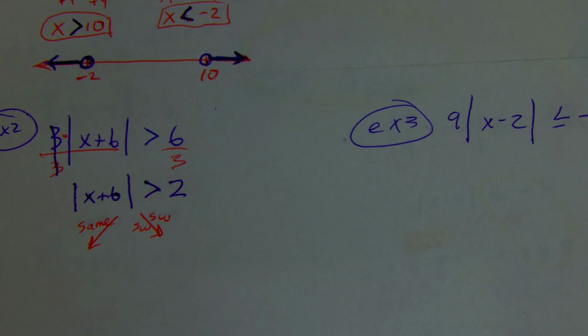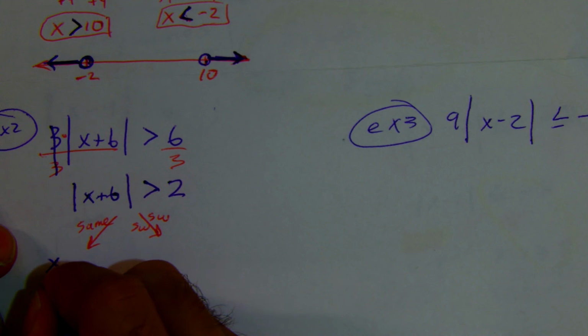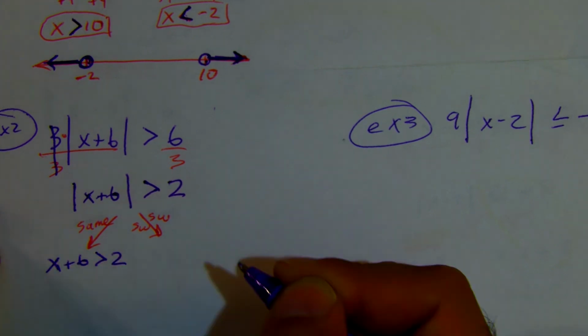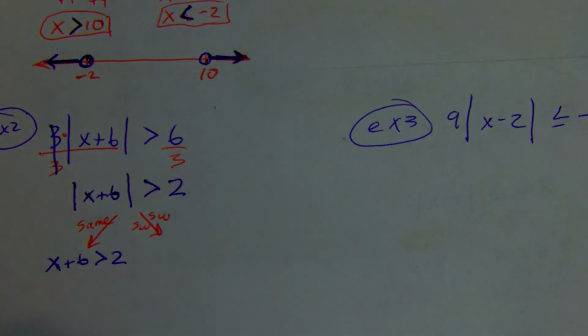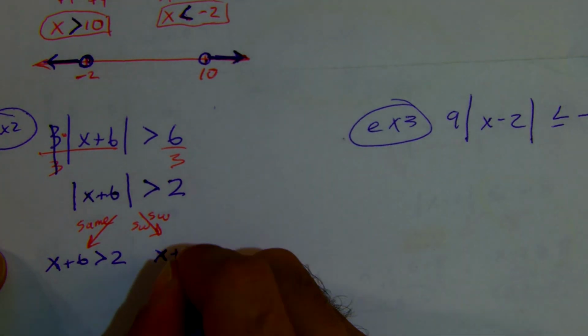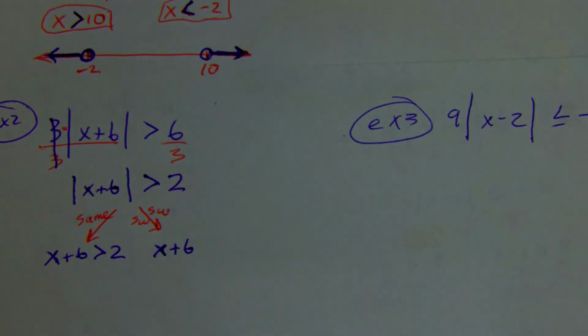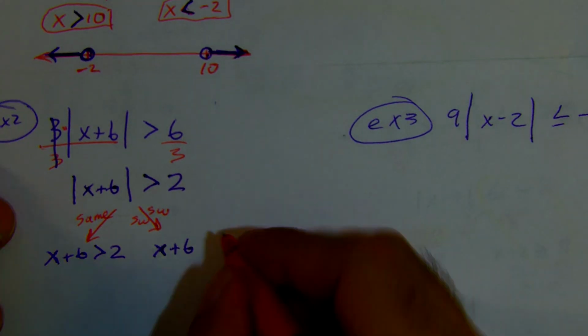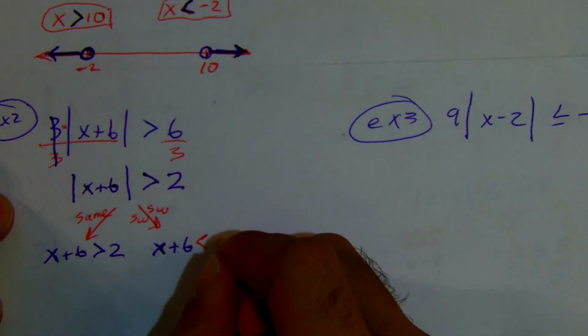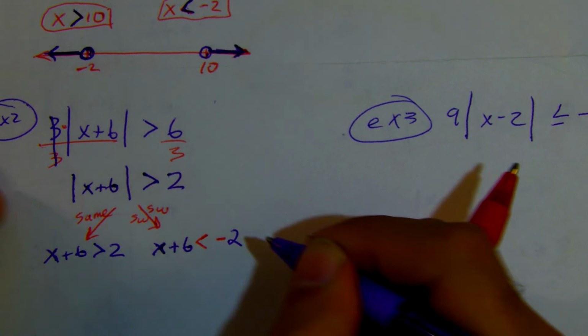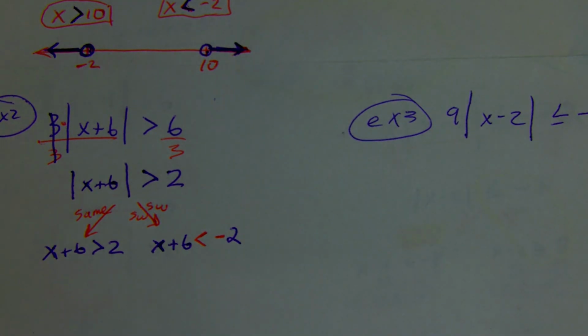Okay, it looks like everybody is getting the right idea with this. Let's see. Same is easy. X plus 6 is greater than 2. Switch. We always keep what's on the left. The x plus 6, what was in the absolute value, always stays the same. But switch, this is what we switch. We switch the inequality. We switch the sign. You see the switch has the switch of the inequality and of the sign of that value over there. Okay.